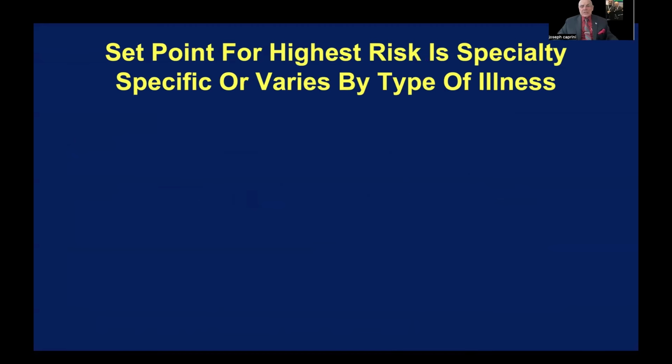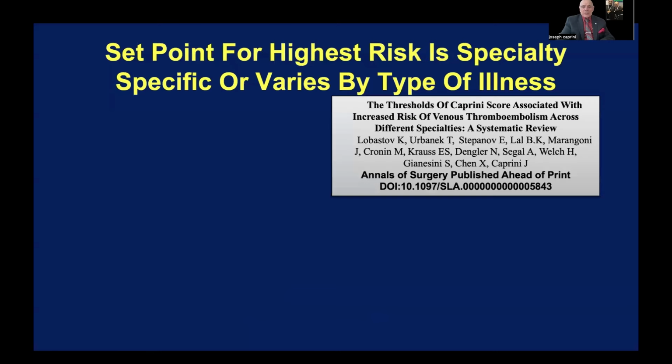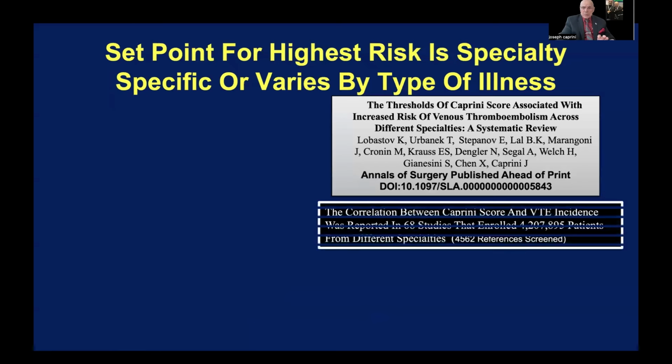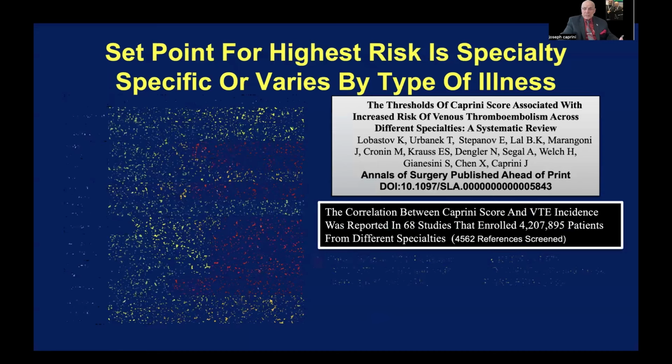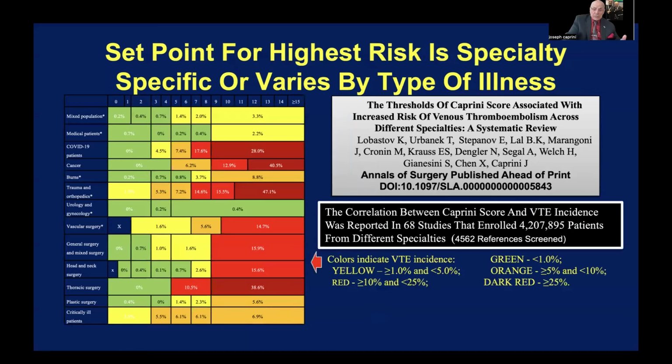The set point for highest risk was considered to be 5 and above. But we now know that it's a very complicated situation, and you have to know what your individual population is doing. Hats off to Kiri Lobostov and Thomas Urbanik, who really put together a correlation with the Caprini score and VTE incidence. After looking at 4,562 references, they narrowed it down to 68 studies that enrolled 4,207,895 patients. And look at the results.